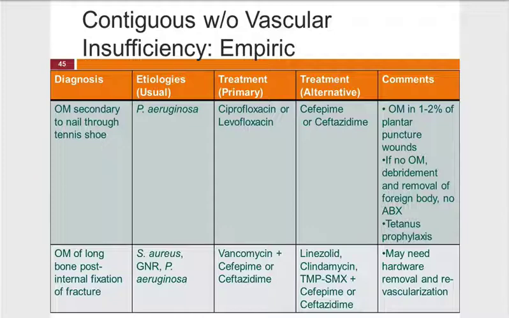There's actually a separate category for osteomyelitis secondary to a nail through a tennis shoe. A whole separate category, and I was really interested in that. In general, it's not an issue; the osteomyelitis rate is super small with this scenario, less than 2%. The most important thing is to make sure they get a tetanus shot. But if they do develop osteo, what you do want to cover is Pseudomonas.